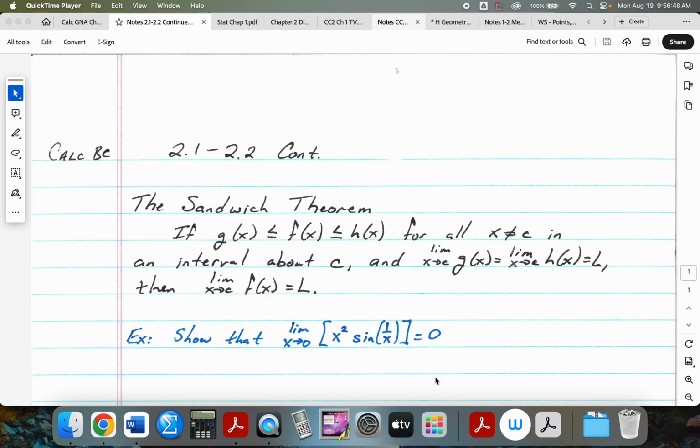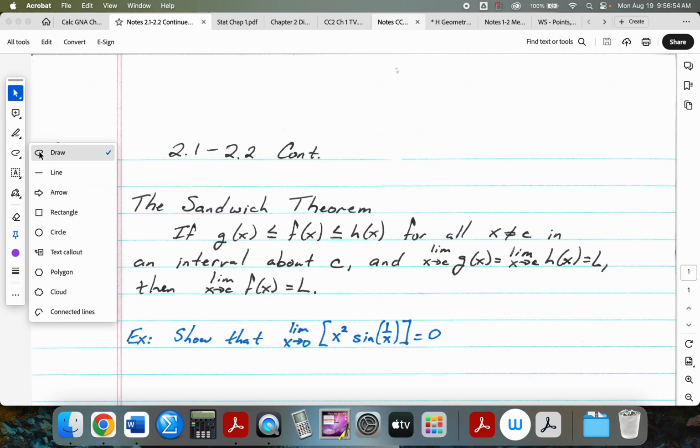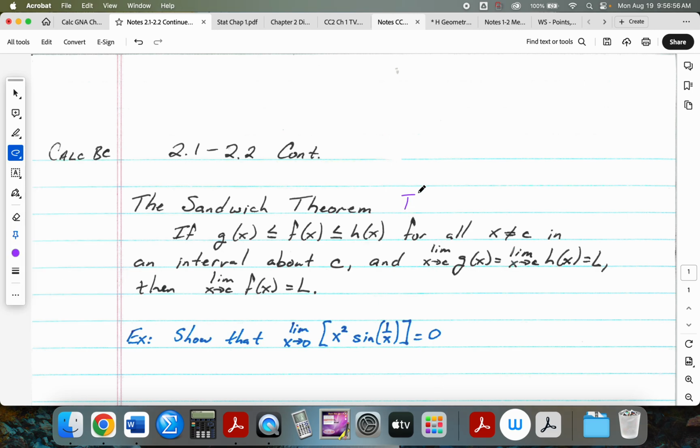Today we're going to look at the sandwich theorem. It's also called the squeeze theorem. Either one is fine. Depends on the author of whatever textbook.